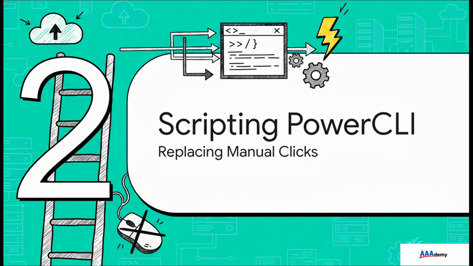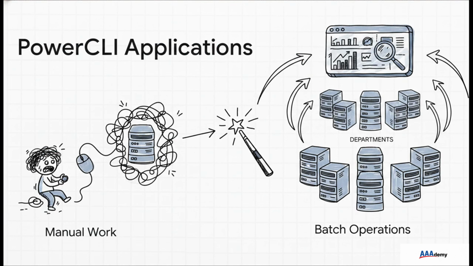Moving up to step 2 on our ladder, scripting with PowerCLI. Seriously, just imagine the absolute nightmare of provisioning 100 VMs by hand. You'd be clicking through the vSphere client for hours, and chances are you'd mistype a configuration on at least one of them, right? Well, PowerCLI completely cures this. Its real superpower is batch operations. With just a single command line script, you can deploy a new VM for every single department in your company and automatically apply the exact right resource configurations for CPU, memory, and storage.